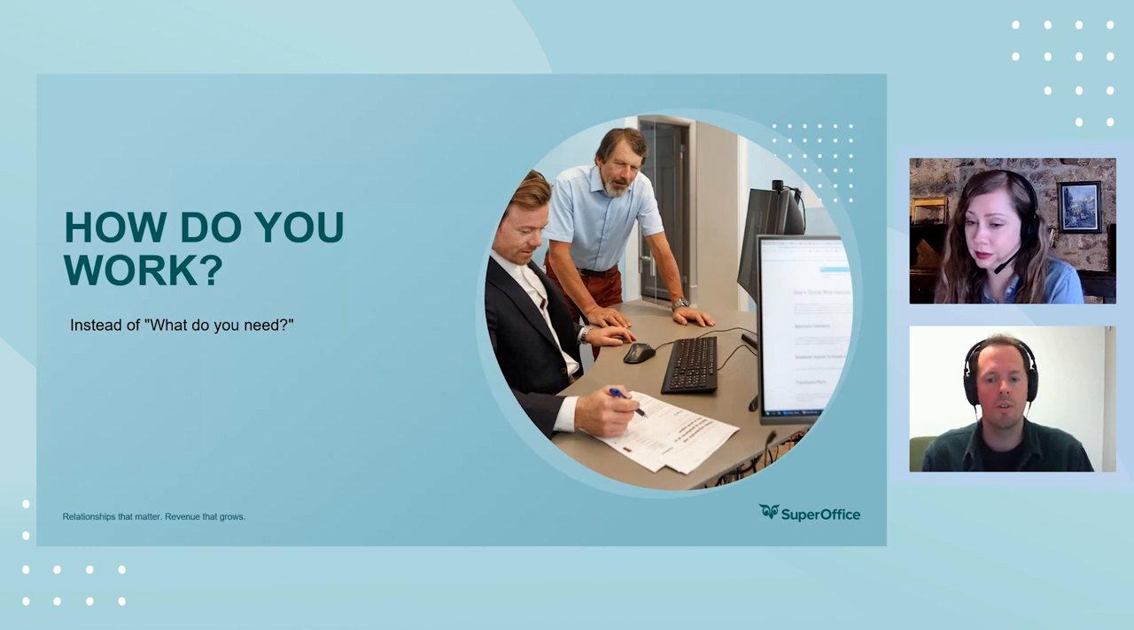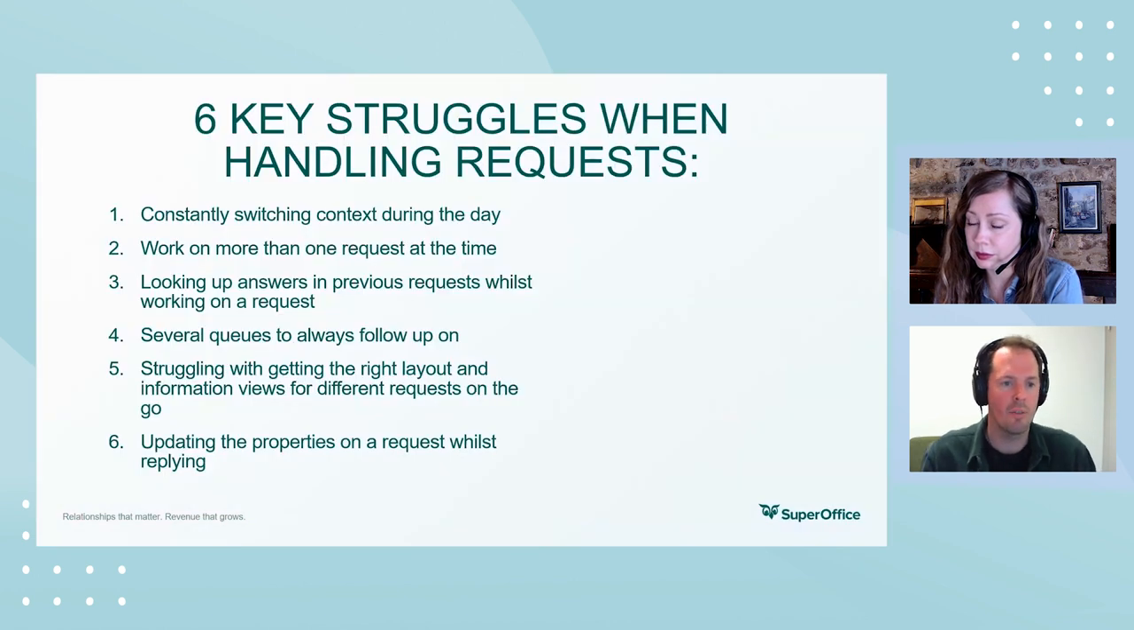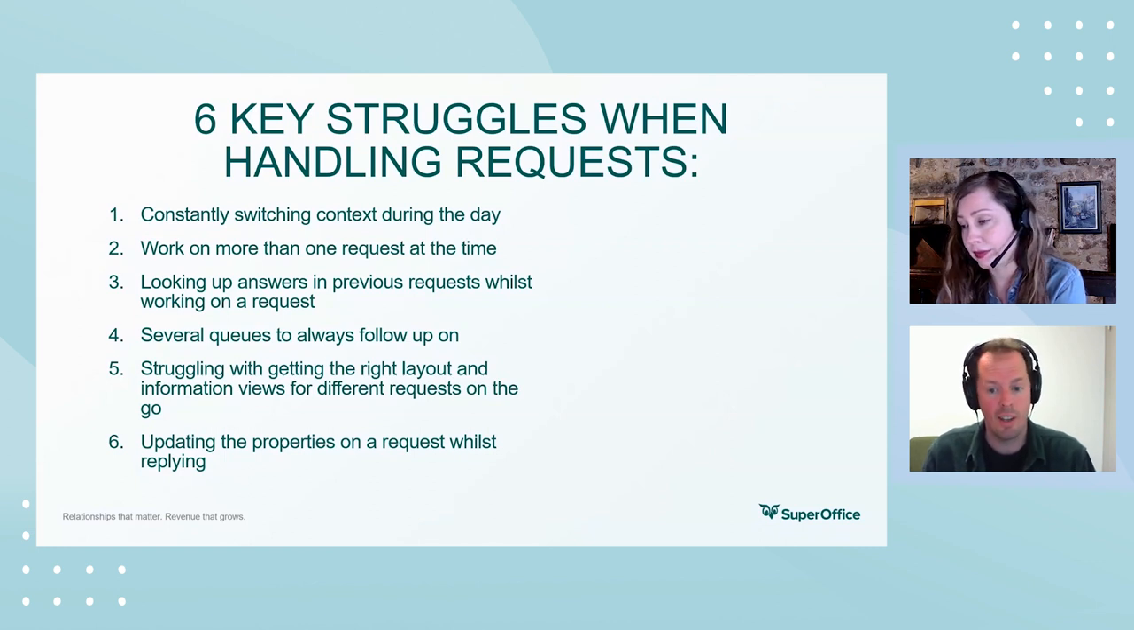So what we found in our research was six key struggles when handling these types of requests. The number one was that they're constantly switching context during the day. When you work as a request agent or a user handling these types of questions, you often work on more than one request at a time. Another thing was that you looked up answers in previous requests while at the same time working on a new request or several new requests. So you need to find the information all over the place in different requests.